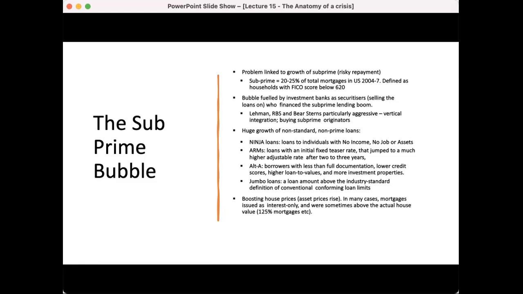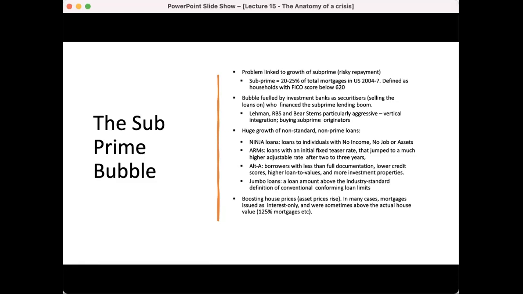The bubble is fueled by investment banks as the securitizers, selling the loans on, who finance the subprime lending boom. Lehman, Royal Bank of Scotland and Bear Stearns are particularly aggressive, benefiting from their vertical integration. In other words, their retail banks are selling and originating mortgages, and then they are passing those on to the investment banks that are securitizing them and creating the collateralized debt obligations, the bricolage, which emerges from the conjuncture. And you get a huge growth in non-standard, non-prime loans, and types of those loans are just listed there.